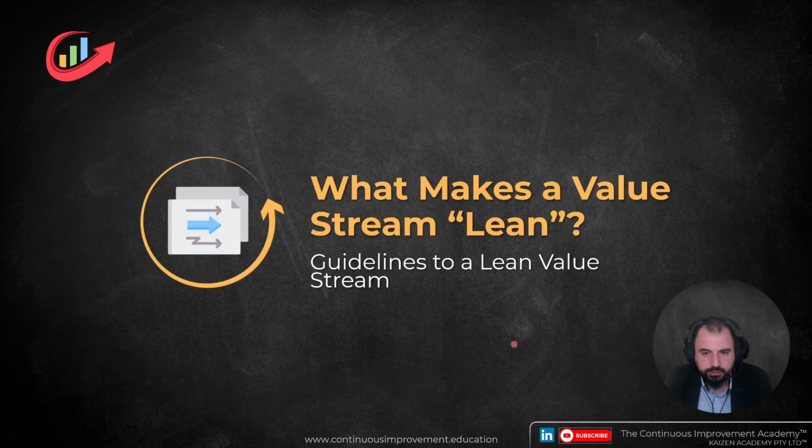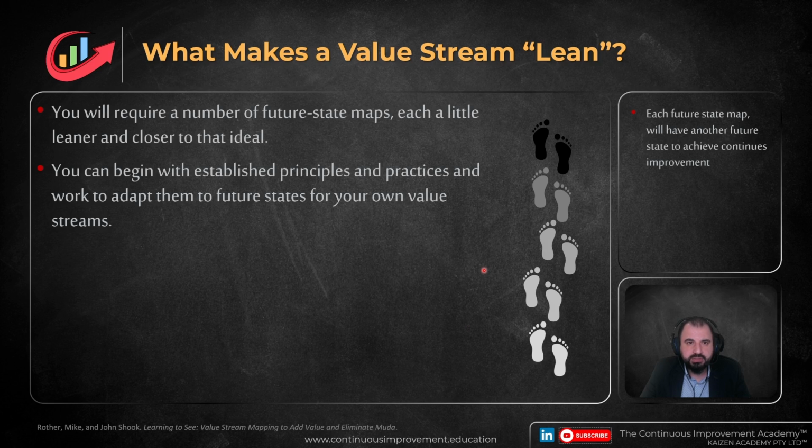Now we are going to talk about what the guidelines are to make a value stream lean. Fundamentally, making a value stream lean is a journey of continuous improvement. So it's not just a single destination, not a one-time effort, but a series of incremental advancements. You will find that you will not need just one future state map, but a succession of future state maps, each one moving you closer to the ideal leaner operation. Okay.